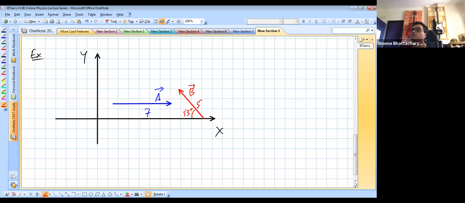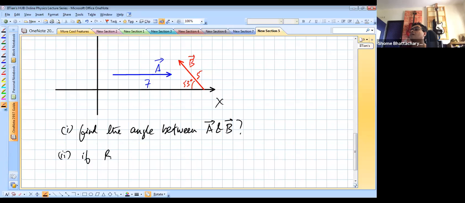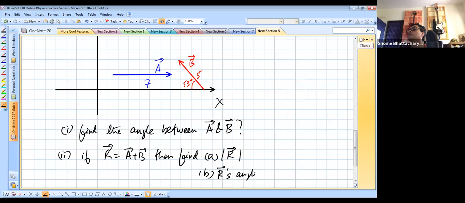So now I want you to state two things in this over here for me. One is find the angle between the vectors A and B. Okay, state the angle between the vectors A and B. And secondly, if R denotes the vector sum of A and B, the resultant of A and B, then find the magnitude of that vector and the vector R's angle with respect to the x-axis.